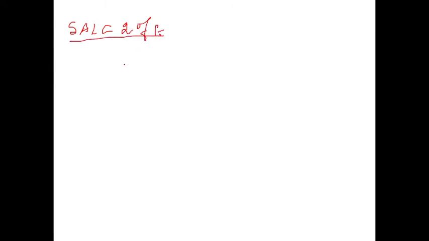So the SALC 1 of E symmetry was nothing but 2b1 minus b2 minus b3. So this was the SALC 1 of E symmetry. Now we have to find the SALC 2 of E symmetry, for which there is no direct method, but slightly modified we have to do.